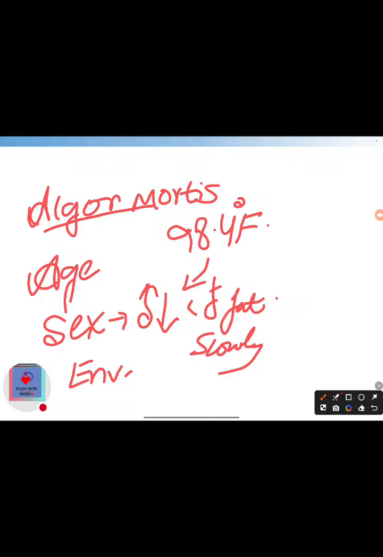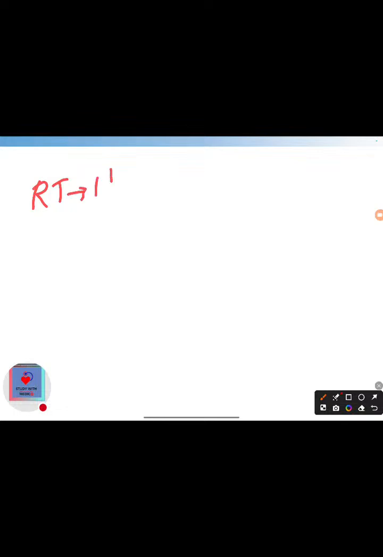There is a device called a thermometer, which is used to measure the rectal temperature of the body. First you have to record the rectal temperature at different intervals, usually at an interval of one hour. Then you can find out the rate of fall of temperature per hour.